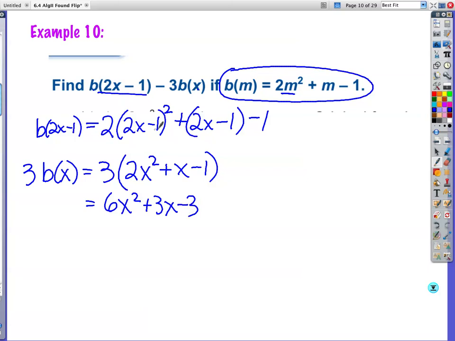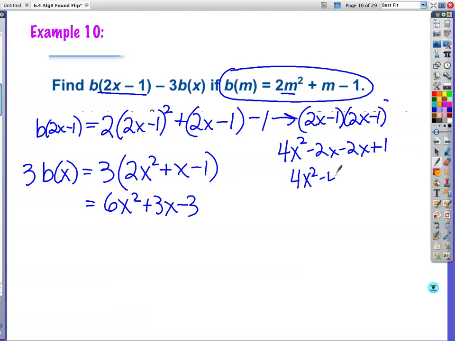Now what do I have to do up here? I have to do a lot of math. I have to take 2 times this, but what's this? I write it out twice in FOIL. So here I go. 2x minus 1 times 2x minus 1. I don't need to write squared. I am writing it. I am doing it. Minus 2x minus 2x. How did I get that? I FOILed. So now I have 4x squared minus 4x plus 1.